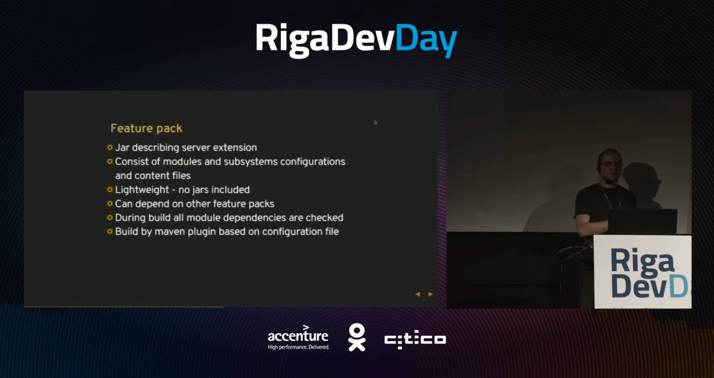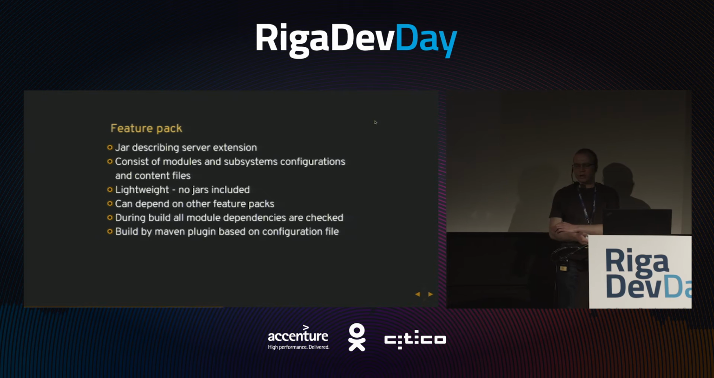A feature pack can depend on other feature packs. For example, the web feature pack that I was talking about a moment ago will depend on the core feature pack, as it obviously needs core functionality because it's built on top of the core. Now, as I said, this is only the configuration. It's built by our Maven plugin. What do I mean by build? During build, this configuration is checked. And for example, what is checked is that we have all the necessary dependencies.